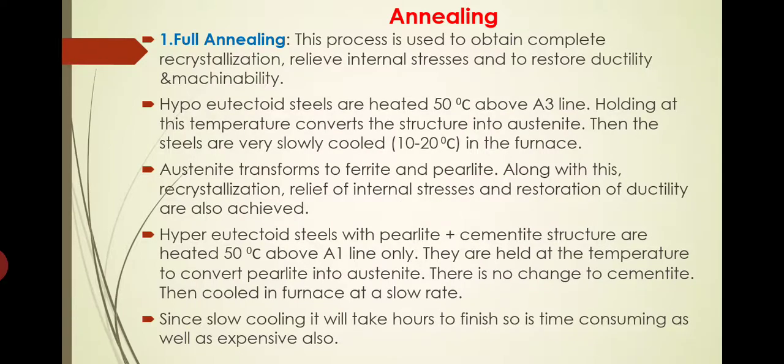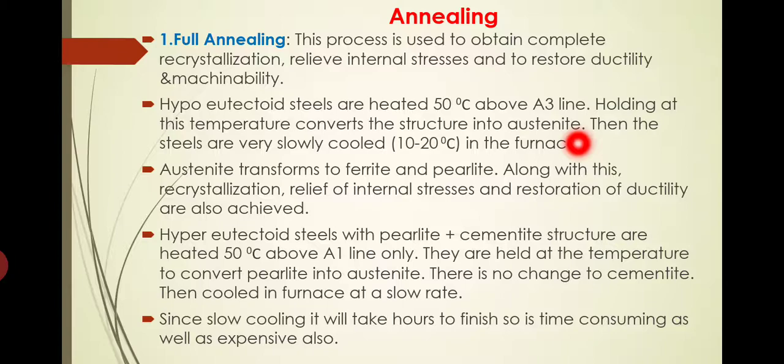Then we hold the specimen at this temperature for uniform heating of the entire particles present in that particular specimen. So hypoeutectoid steels are heated 50 degrees Celsius above the A3 line. Holding at this temperature converts the structure into austenite.